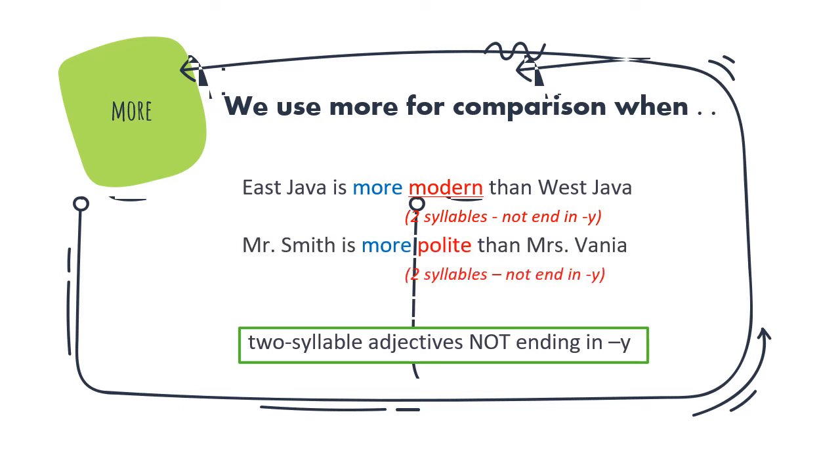And in the second sentence we have: Mr. Smith is more polite than Miss Vania. We have the adjective polite, and it consists of two syllables, po and lite. And then the final letter is e. Therefore, we use more instead of -er.